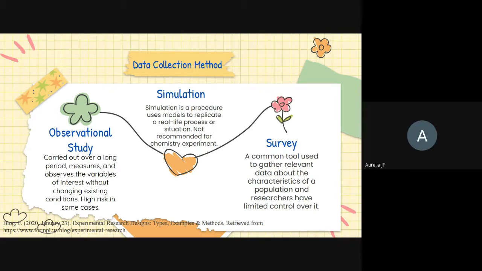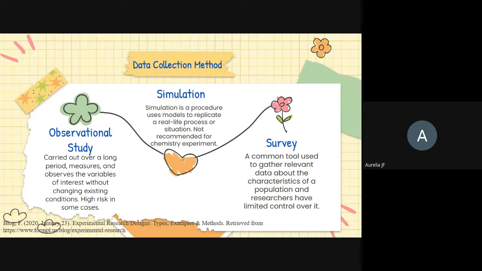And so yeah, now is the data collection methods. There are three types of data collection methods in this type of research. The first one is observational study. It is carried out over a long period, and measures and observes the variables of interest without changing existing conditions. And it is high risk in some cases, like the medical one.